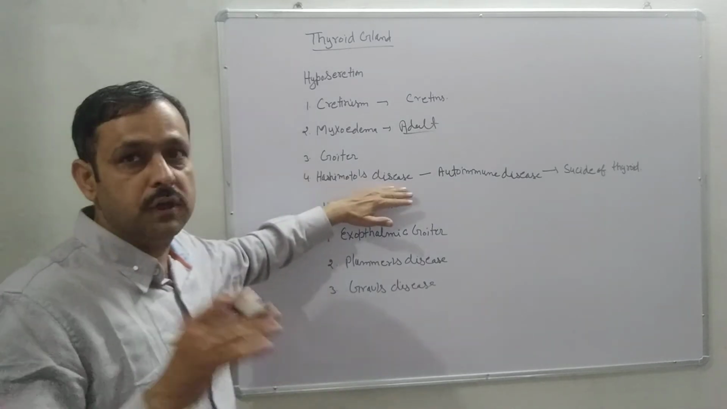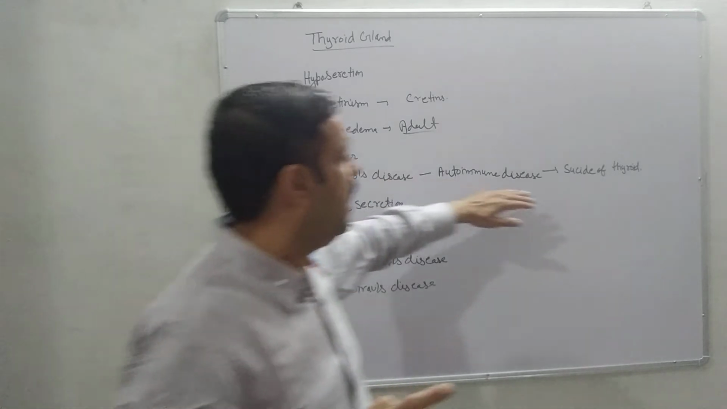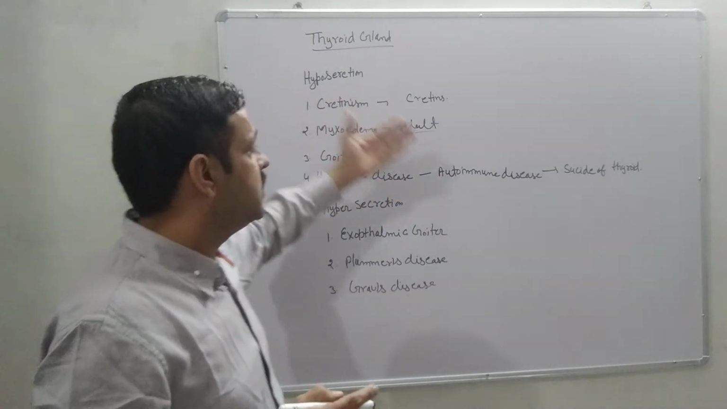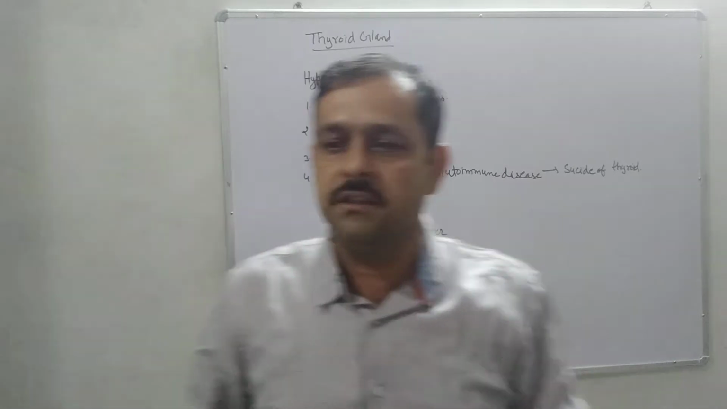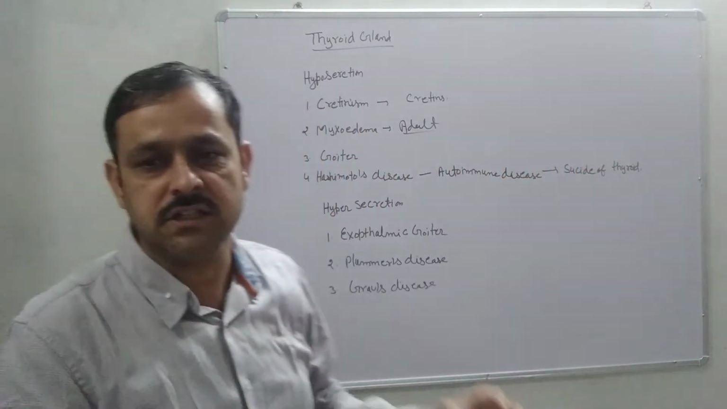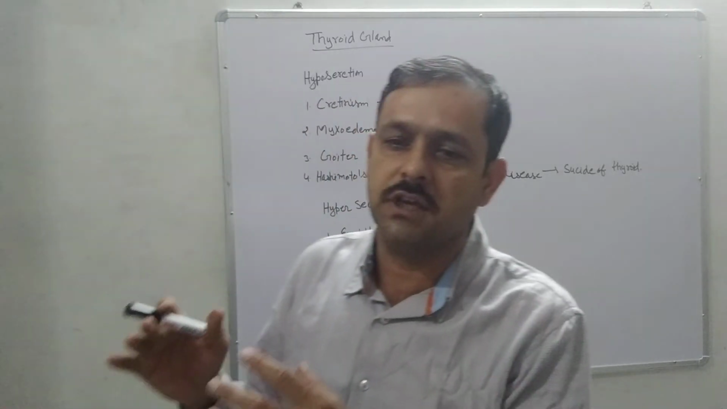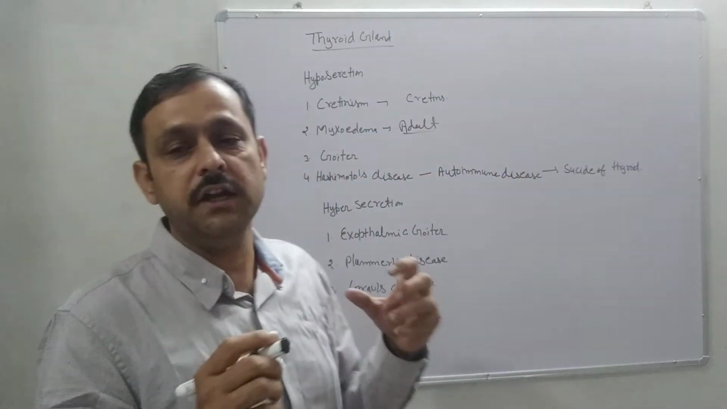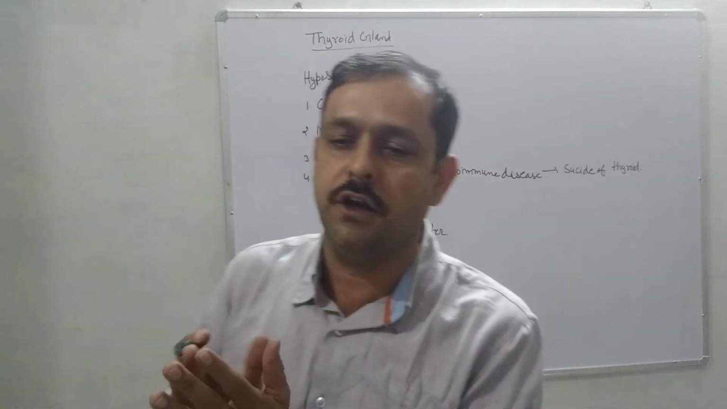Fourth, Hashimoto disease. You have to remember, इसके ऊपर बोर्ड परीक्षा में प्रश्न पूछा जा चुका है. Suicide of thyroid is called Hashimoto disease, and this disease is also called autoimmune disease. This disease is caused by the formation of antibodies against the thyroid gland, which identify it as an antigen. This antibody destroys the thyroid gland, so it is also called suicide of thyroid.